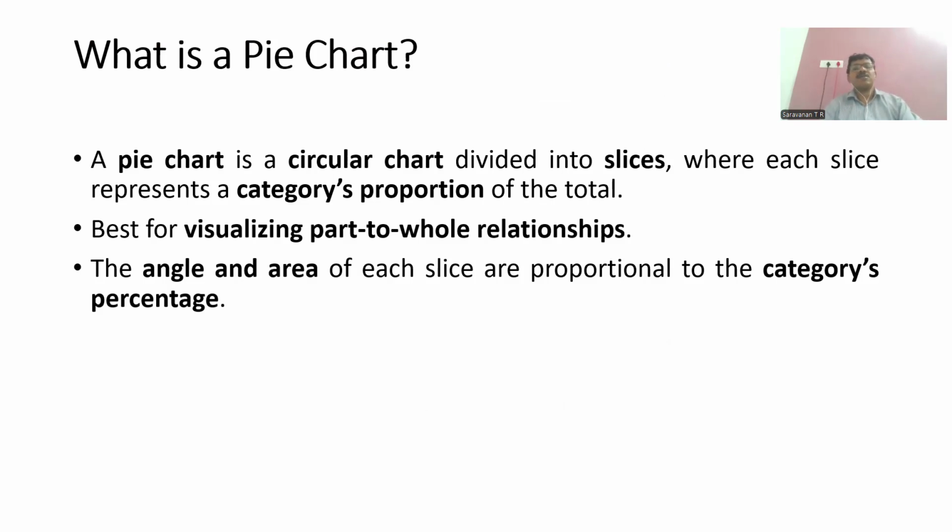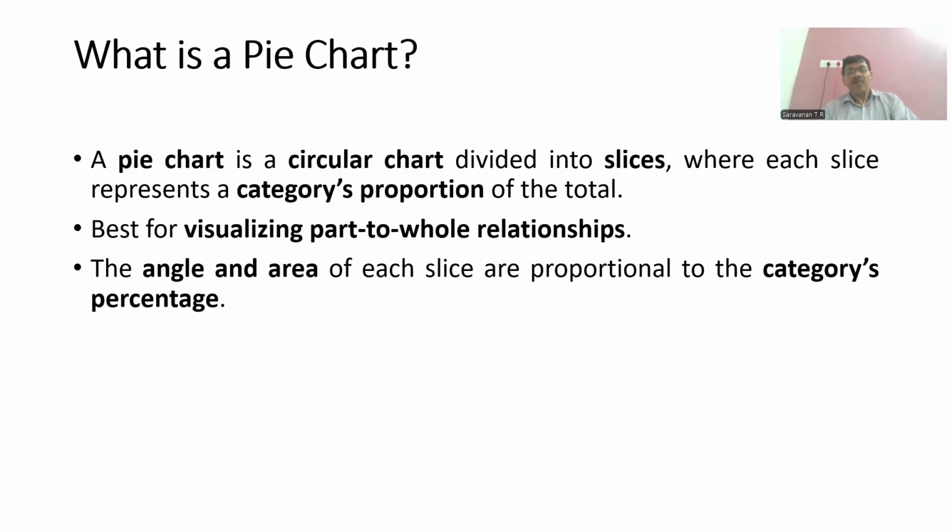Pie chart is a circular chart, and it is a common visualization tool in data analytics, used to represent proportions of categorical data as a circular pie. Here each slice corresponds to a category and its size is proportional to the quantity it represents, making it easy to understand the relative contribution of each category to the whole.